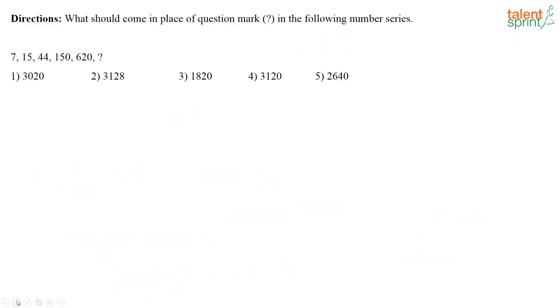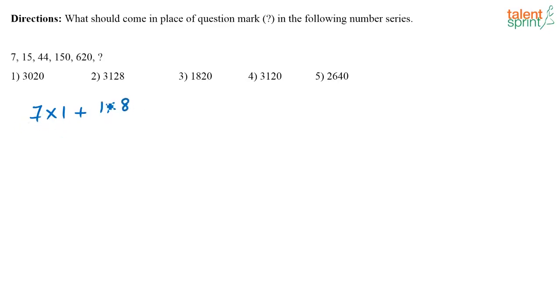Next one. So the next question is on number series. So what's the logic for this one? Try this one and give me the answer. What will come in place of question mark in the following number series? 7, 15, 44, 150, 620, dash. Yes, you're not able to crack it, is it? Okay, so the logic here is a bit weird. I'll solve it. See, some of these logics, to get it in the examination, it's very difficult.